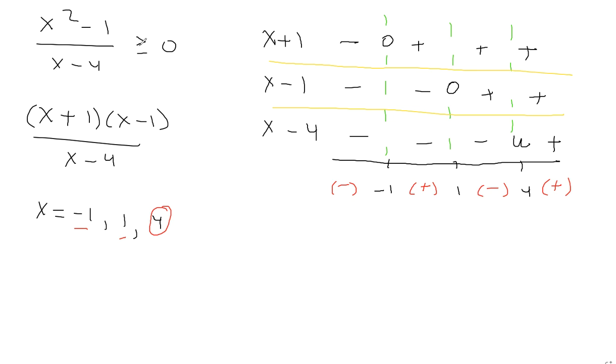From there, what did we want? We wanted greater than or equal to 0. So we want the zeros, so that's the -1 and the 1. We don't want that 4 though, because that came from the denominator. It's undefined, so I want to make sure I use an open point there. And then we want greater than, so we want this spot right in here, because that was positive. And then we want this part right out there, because that is positive.